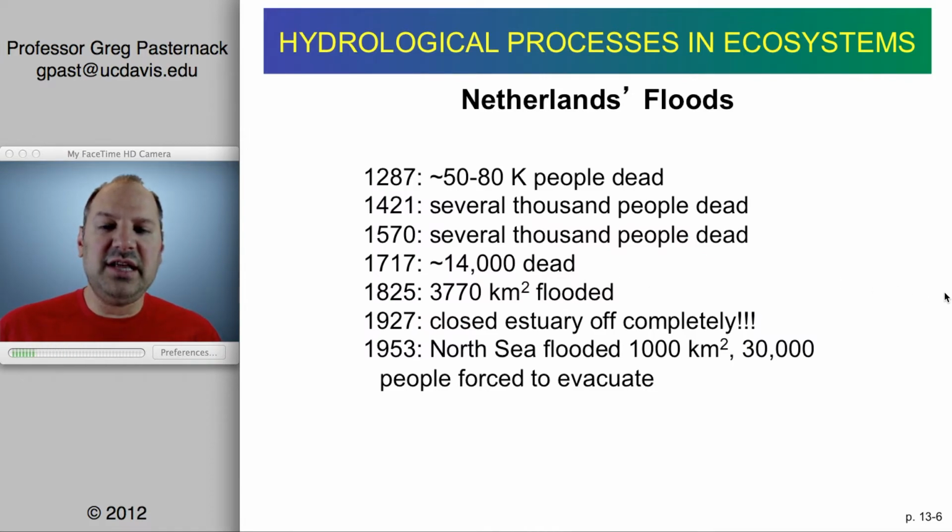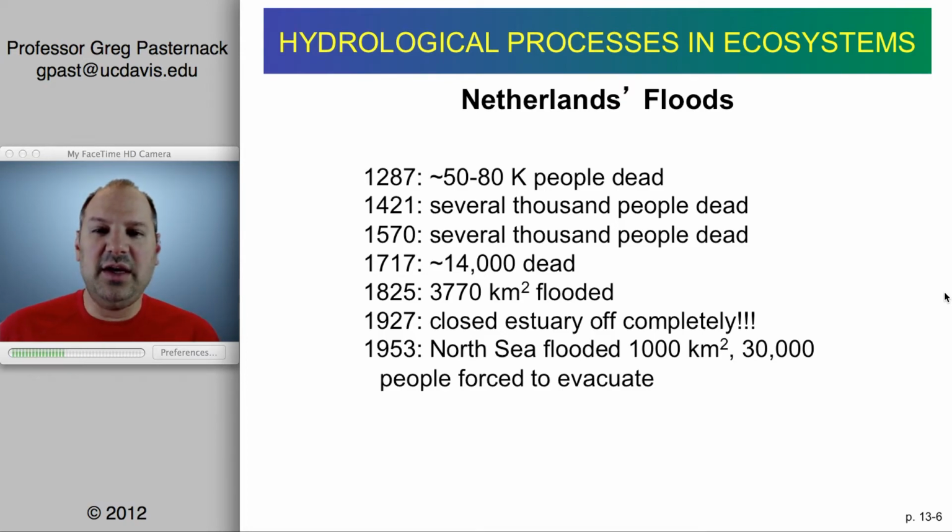So the Netherlands has had a long history of flooding. I mean, any coastal area is going to be susceptible to flooding. But this polder agriculture is highly susceptible to damages and loss of life as a result of flooding. And so here are some different dates. You can see thousands of people have died in this area. Large amounts of land have been flooded.